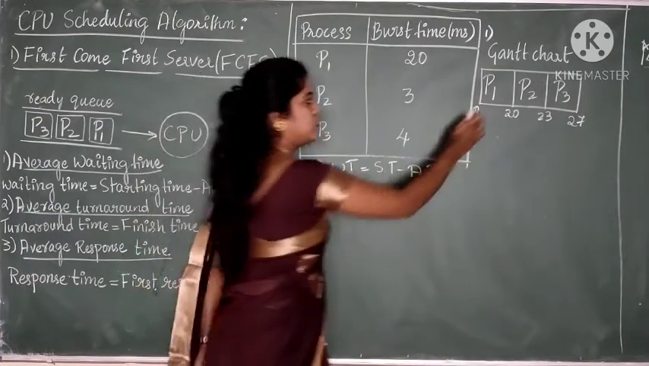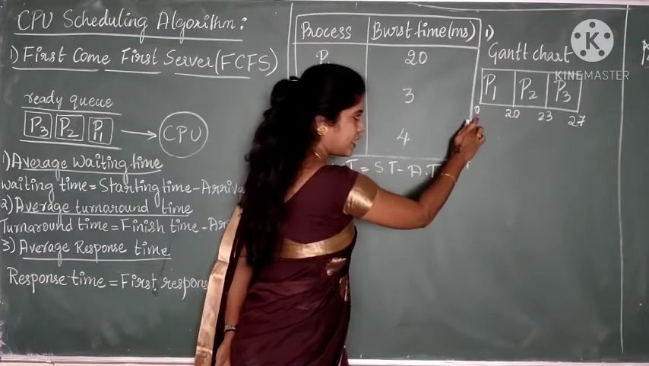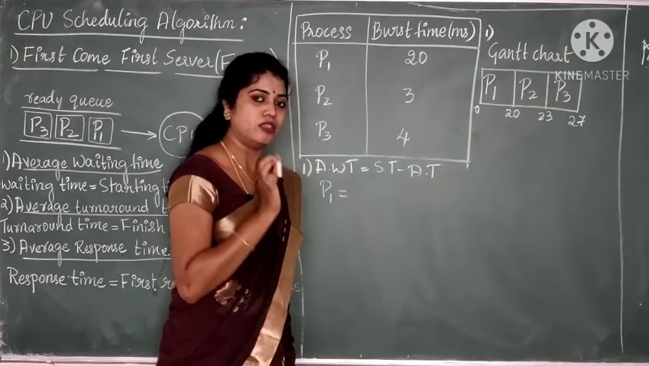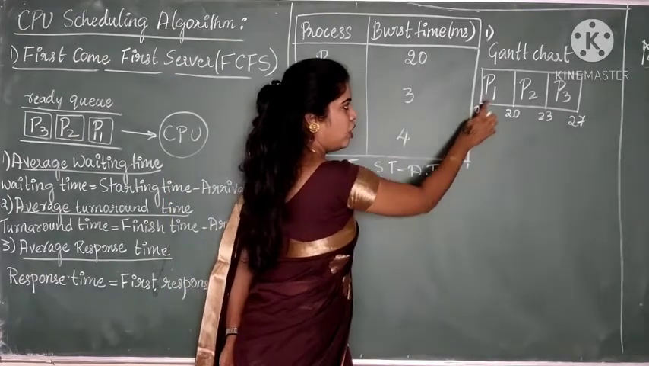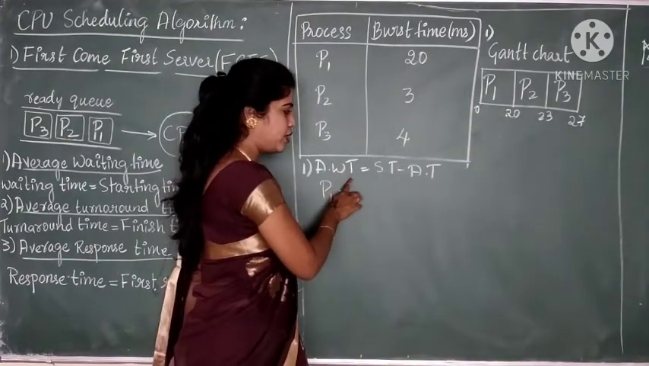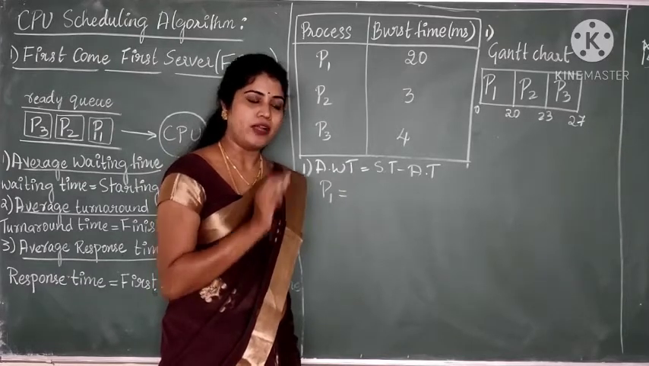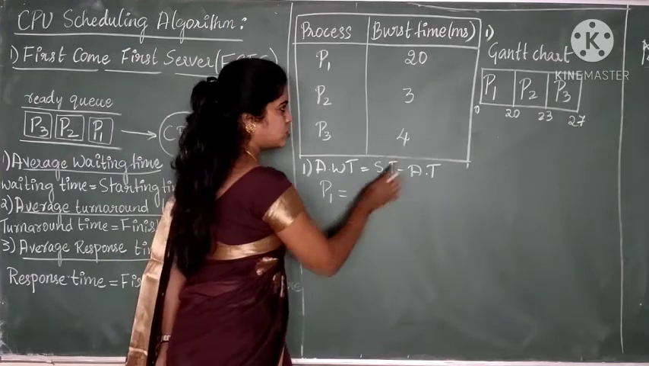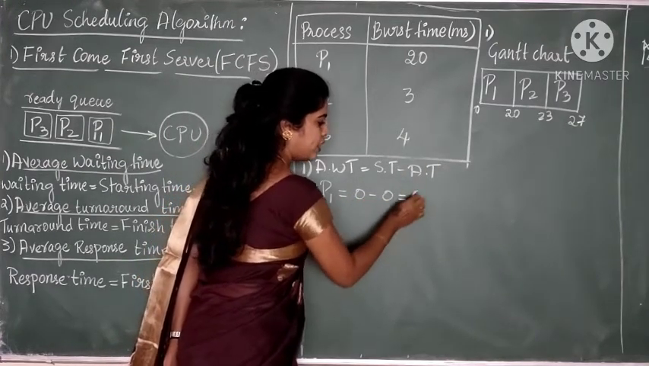Now for P1, whichever number is on the left side is called the starting time, and what is on the right side is called the finish time. This is also a very important thing to remember. P1 starts at 0 and finishes at 20 milliseconds. To calculate the average waiting time, we want starting time minus arrival time, and I told you that arrival time is always 0. So for P1, the starting time is 0 and the arrival time is also 0.